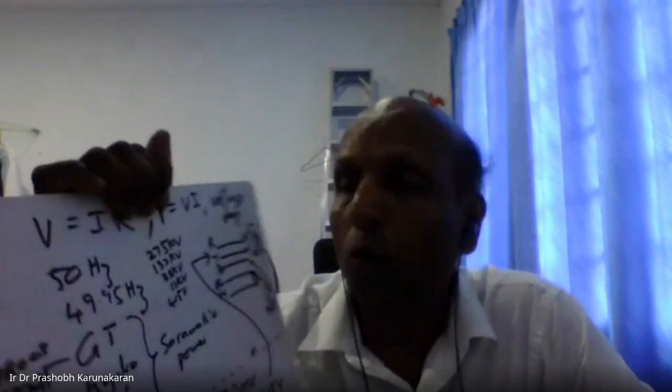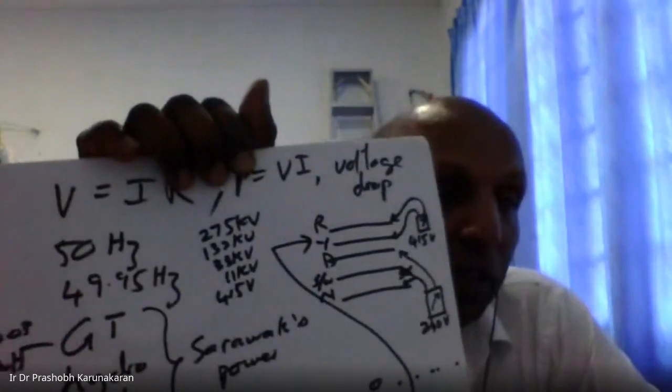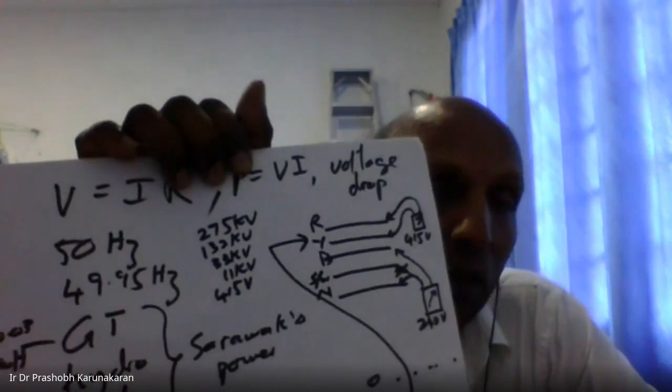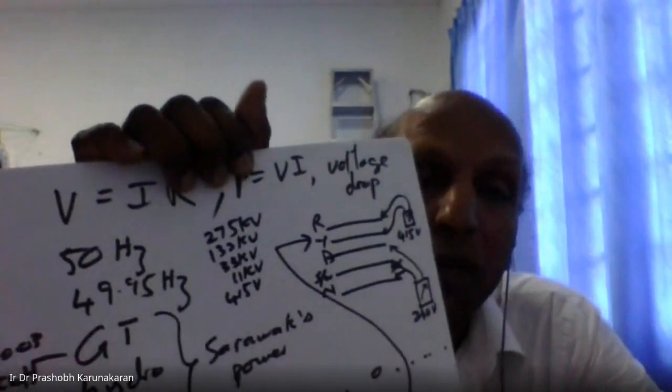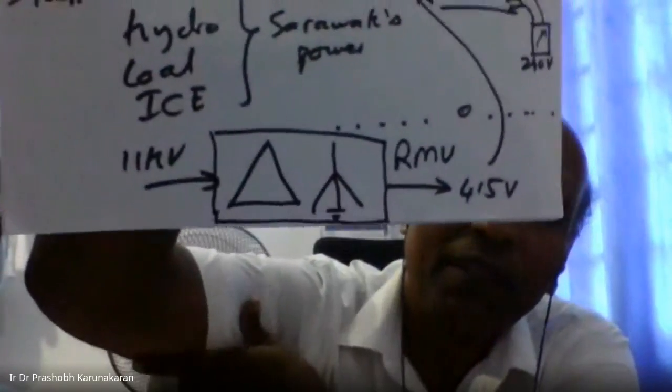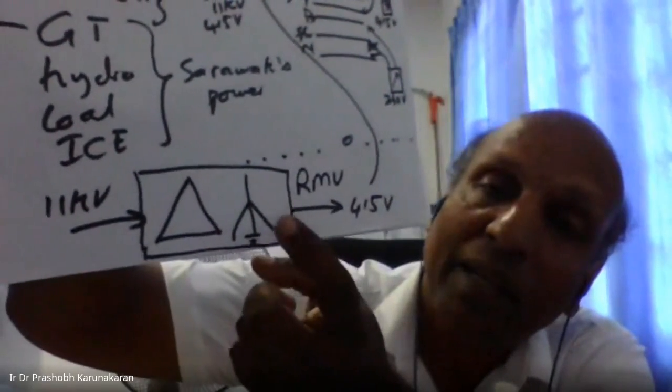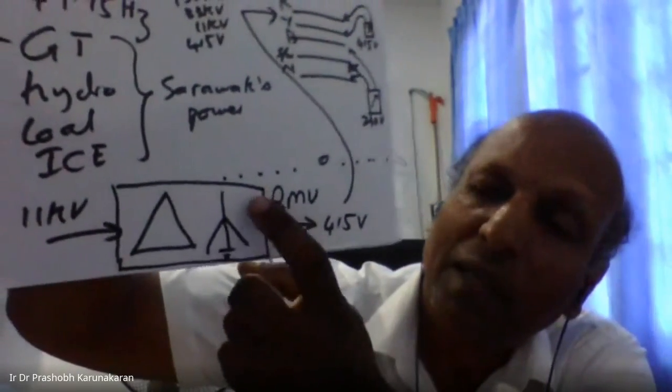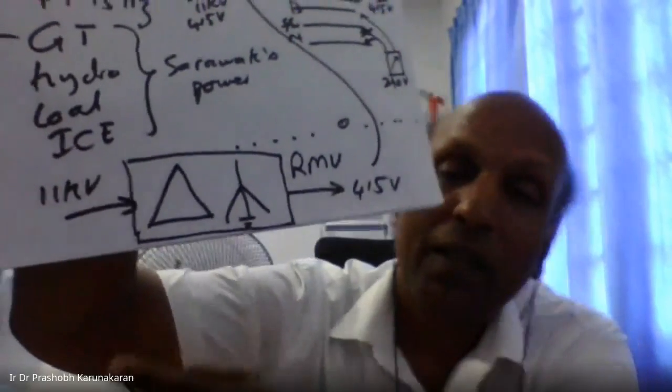So what is happening is from Bakun, the power is rushing out to all over Sarawak, to all these different voltages. Where is it heading for? Your housing estate has a substation, called an RMU, where 11 kV comes in and 415 comes out. In that, the star point of the transformer, the center point, is joined to a lot of earth rods. That is the final destination of all the power of Sarawak, all the 11 kV substation star points, because that's the only place you can reach the earth.